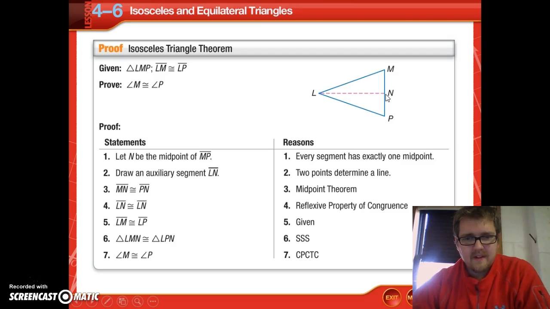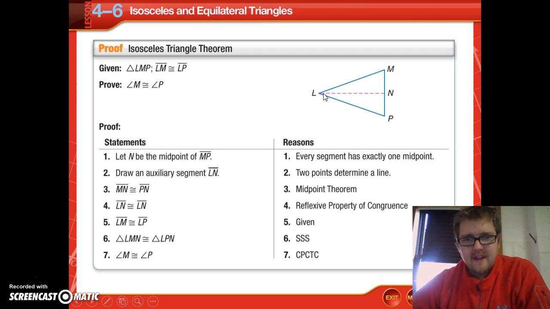Those are our first two steps, because we know that two points make a line. We have point L and point N, so we can make a line. Now, since N is our midpoint, we know that MN has to be congruent to PN. We also know that both triangles contain LN, so we use the reflexive property to show that the segment is congruent to itself. Since we're given that segment LM is congruent to LP in step 5, we can use side-side-side to show that LMN, this top triangle, is congruent to LPN, this bottom triangle.